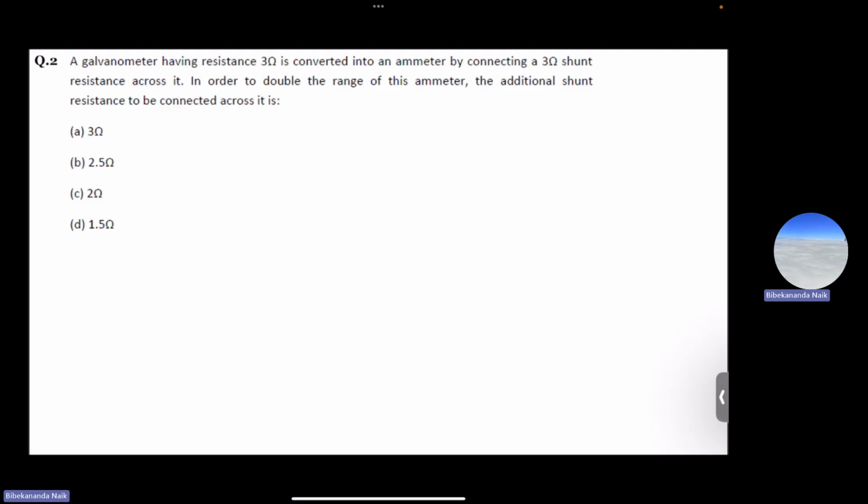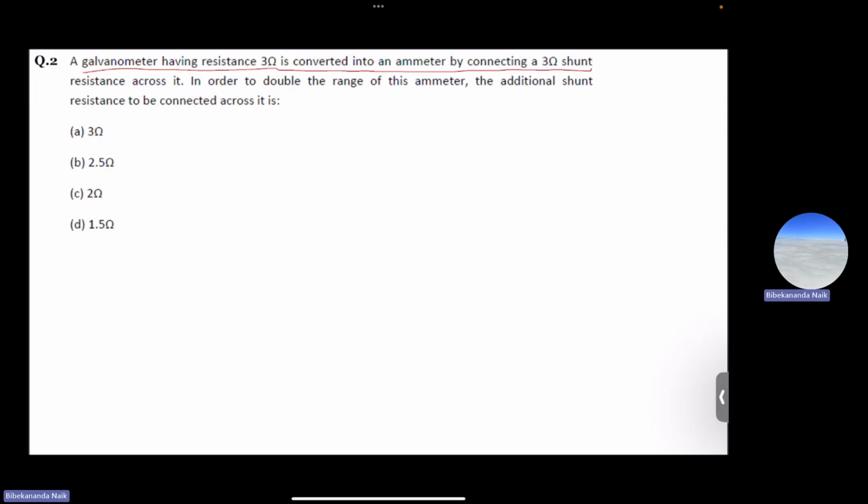So these are the four options given, and the question says a galvanometer having resistance 3 ohm is converted into an ammeter by connecting a 3 ohm shunt. So the resistance of the galvanometer is 3 ohm, and it is converted into an ammeter by connecting a 3 ohm resistor in parallel to the galvanometer. Now we want to double the range of this ammeter, the total current that was flowing through it.